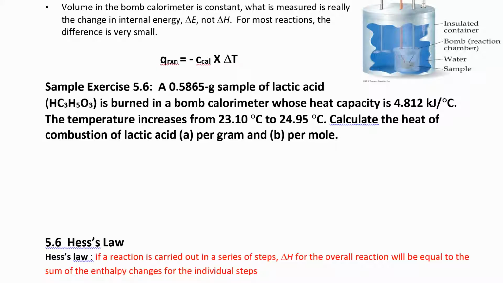So again, this is different than what we're doing in lab. So you're not going to want to use this equation, Q reaction equals negative C cal times delta T, when we're doing lab. This is when you have a bomb calorimeter, and we're not really deriving this equation. It goes through a little bit more in depth in the book, but we can just use it right now.